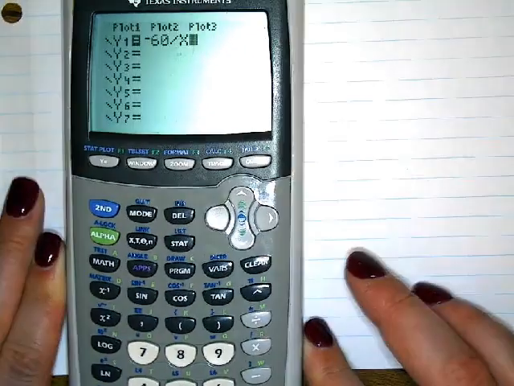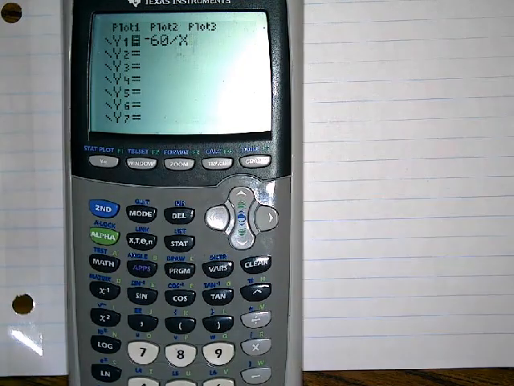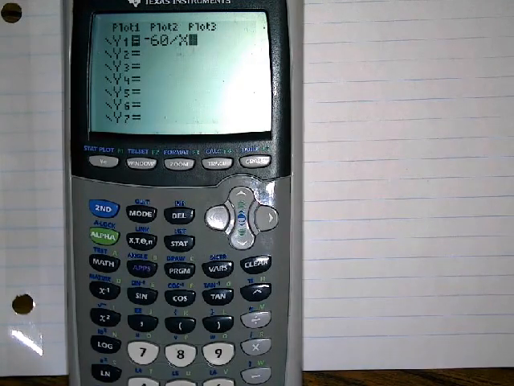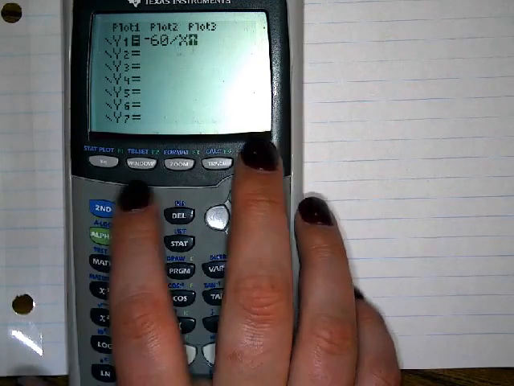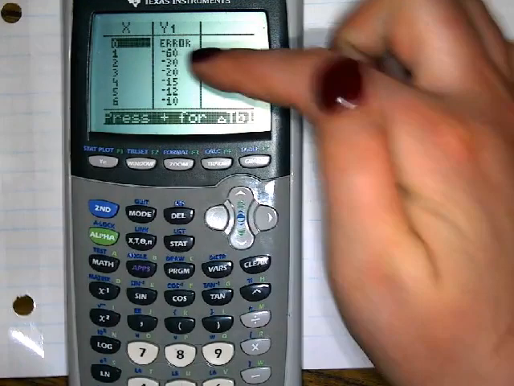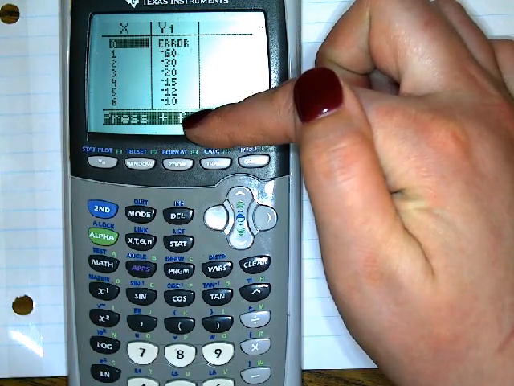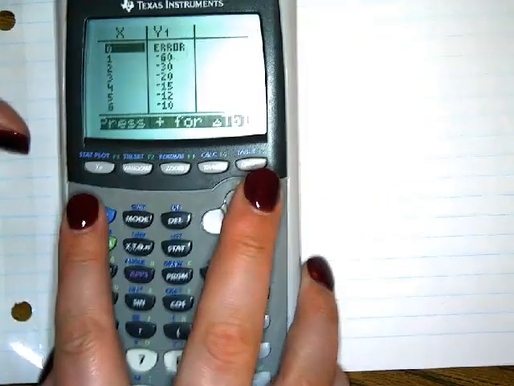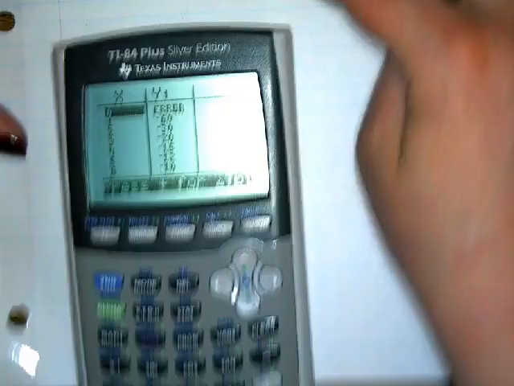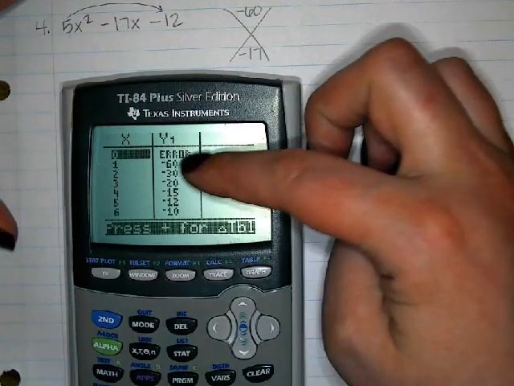I'm not actually going to graph it because I don't care what the graph looks like. I'm actually going to use the table to figure out what the numbers are that multiply to negative 60. So now I'm going to hit second graph, and this gives me a list of all the numbers that multiply to negative 60. My next goal is to figure out which of those numbers also adds to negative 17. So I can just start to run myself through the list.